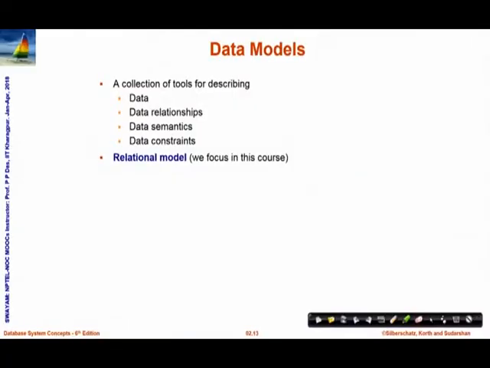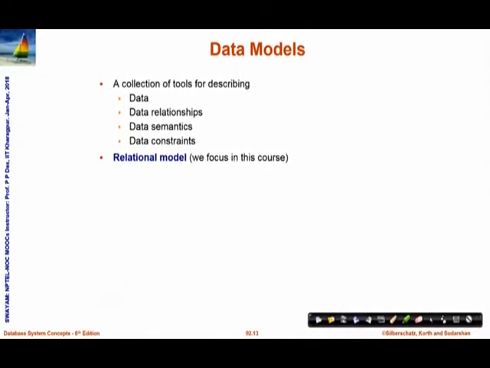These are examples of different constraints that might exist in the real world, and therefore will be required in terms of the data model representation. So, there are several data models that exist today.